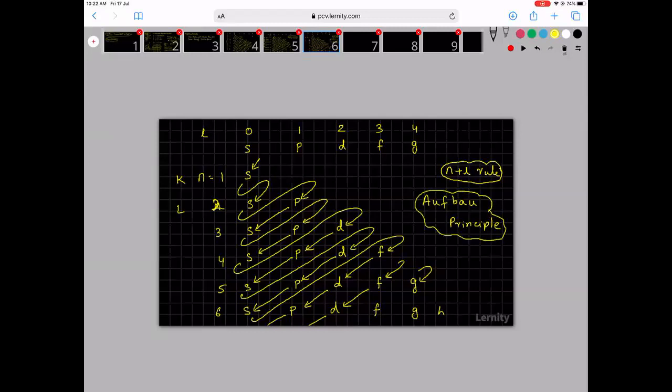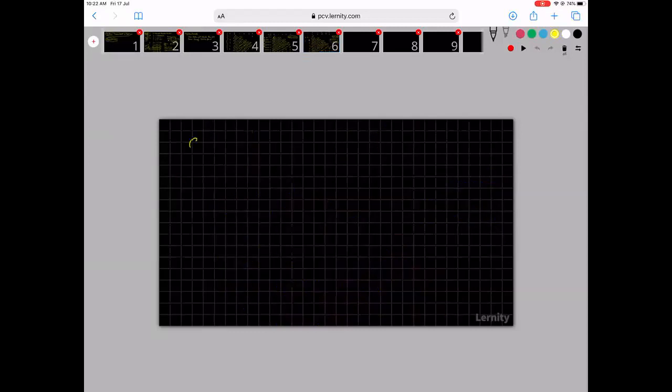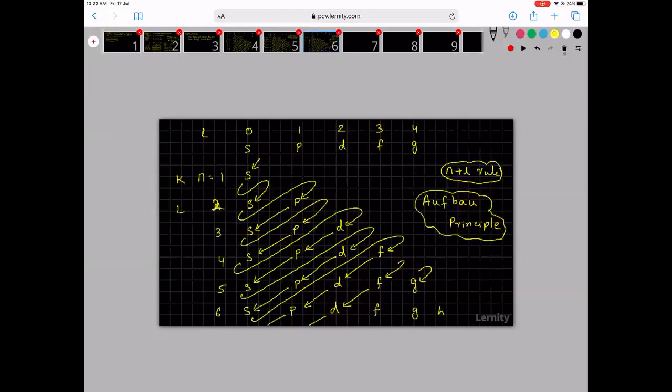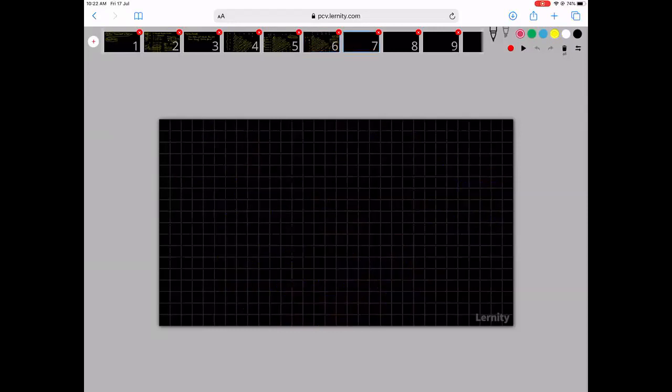Okay, now suppose I take an element, let's say calcium. Calcium has totally 20 electrons. So the first two will come to 1s2. The next two will come here. The next 6 will come here. So for calcium, it is 1s2, 2s2, then 2p6.